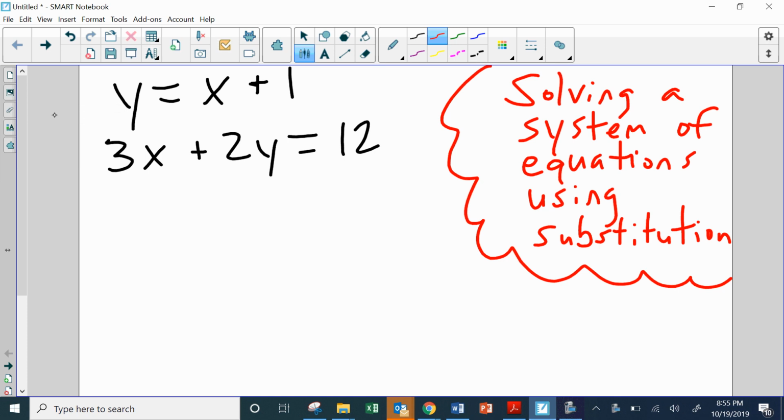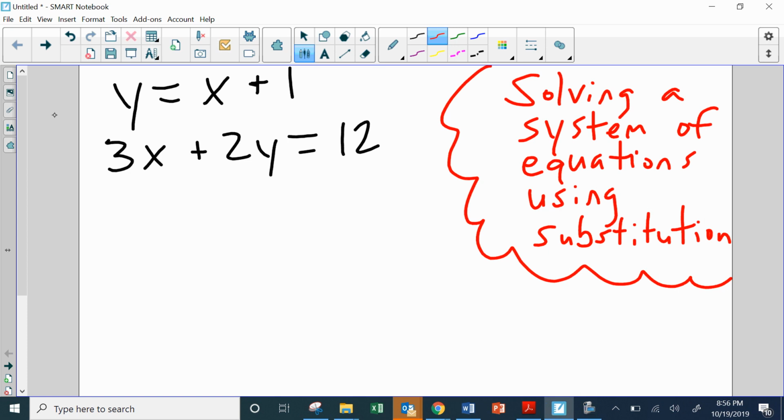Okay, so this is a lesson for topic 4, lesson 2. So 4-2. We just finished up 4-1. In 4-1, we were solving systems of equations using graphing.